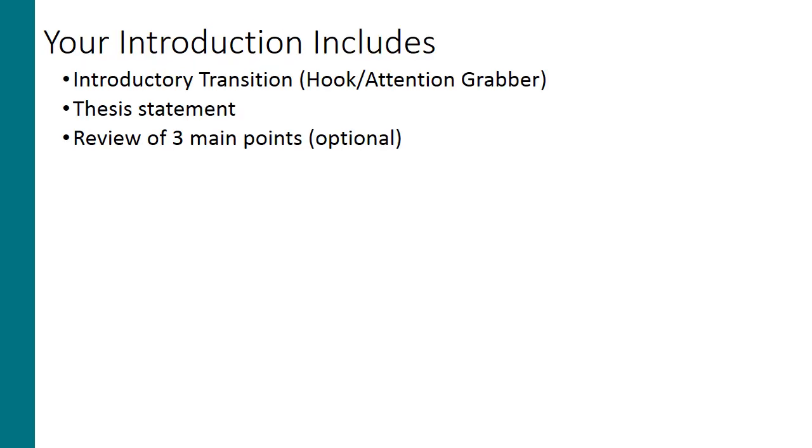So to give a summary of the introductory part of your outline, the introduction includes some type of hook or attention grabber, a thesis statement, and a review of 3 main points. I put optional because sometimes people would just like to begin their speech after their thesis statement, and that's perfectly fine. You need to have strong transitions, though, if you don't already tell the audience what you plan to talk about, so that they understand you're moving from one point to the next.